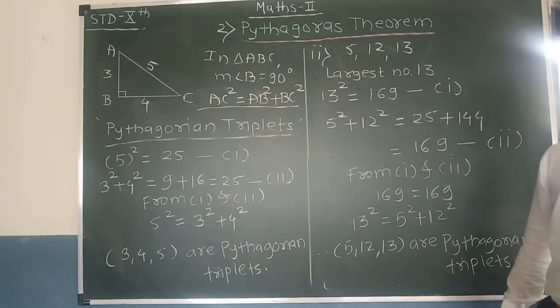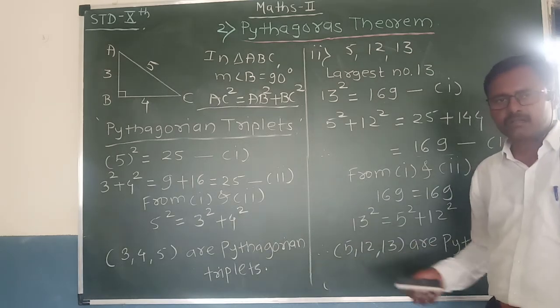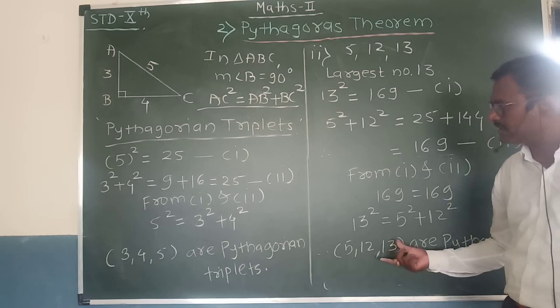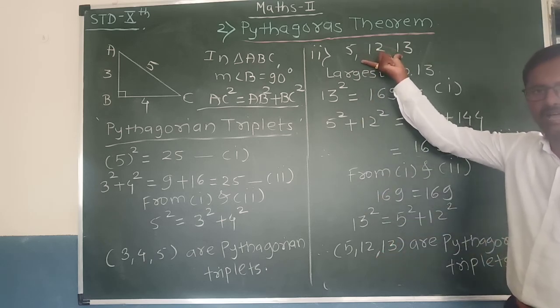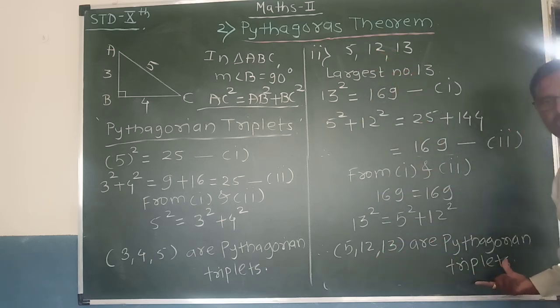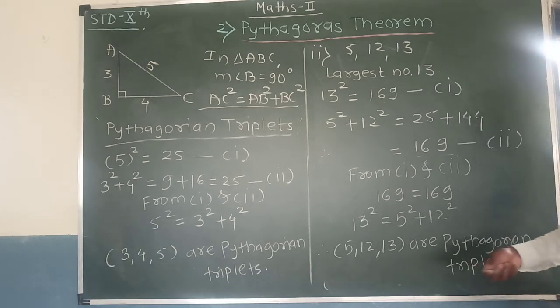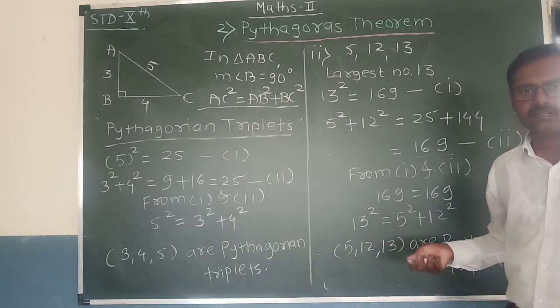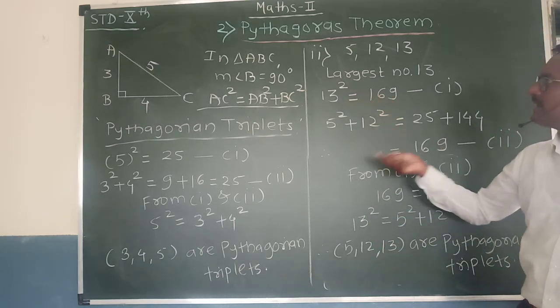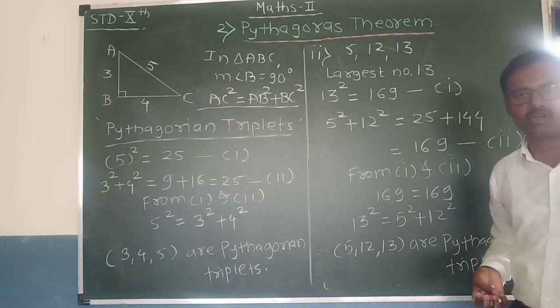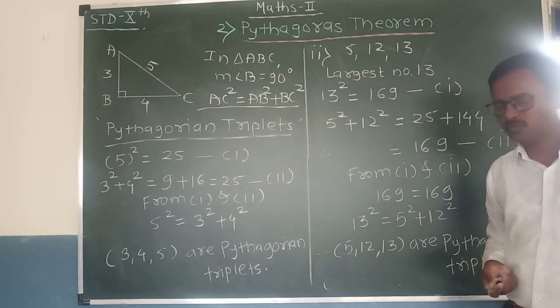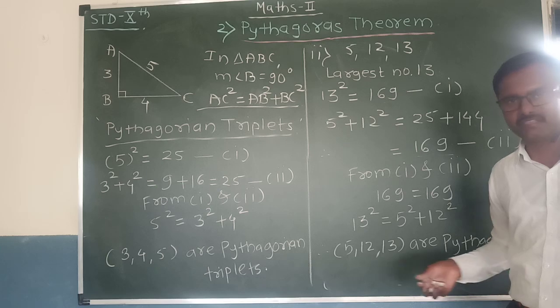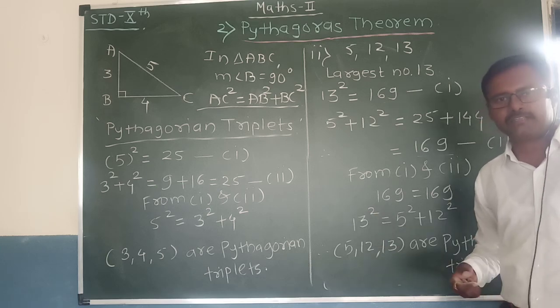Students, this is the way to check whether the given integers are Pythagorean triplets or not. In this way, you can consider any three integers as per your wish to check whether they are Pythagorean triplets or not. Try to find the next two Pythagorean triplets.